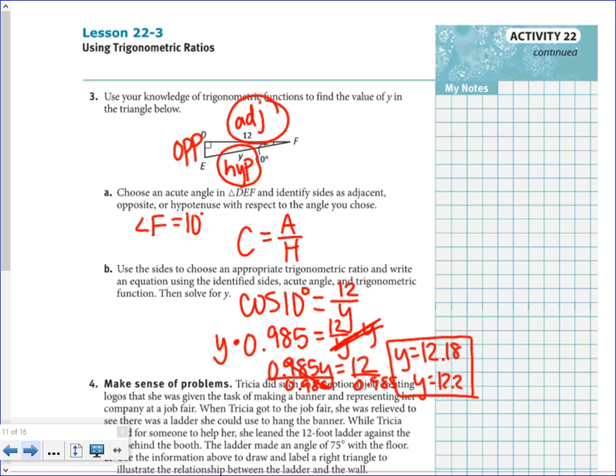If you had picked this angle E, this would be your opposite and this would be your adjacent. And so you would end up doing the sine of 80 degrees, which is equal to 12 over y. And you would still get the same answer. So it's okay to pick either one. There's no wrong way there. Now looking at number 4.